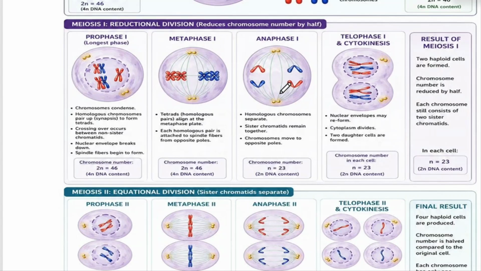In anaphase 1, the homologous chromosomes separate and move toward opposite poles. But notice the sister chromatids remain attached. So only the homologous chromosomes separate.